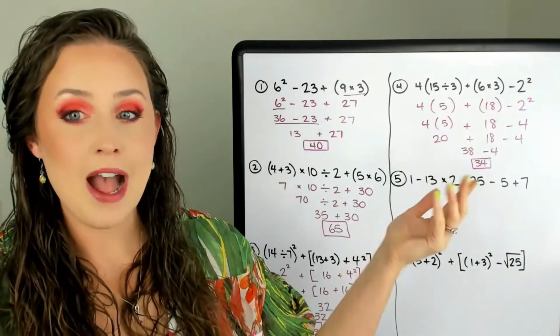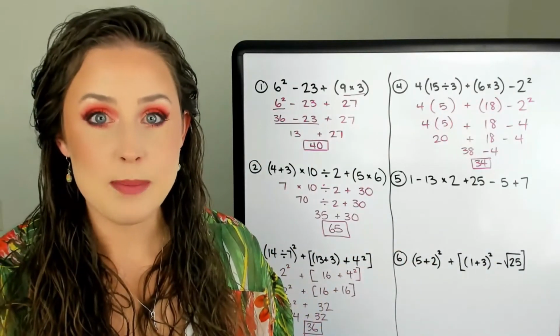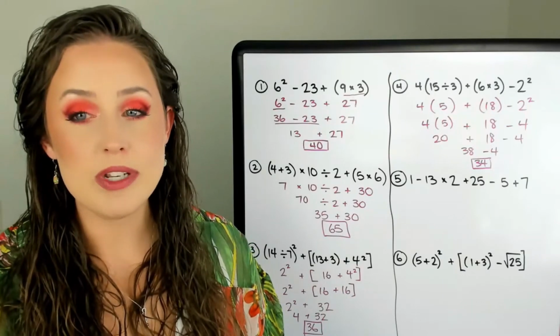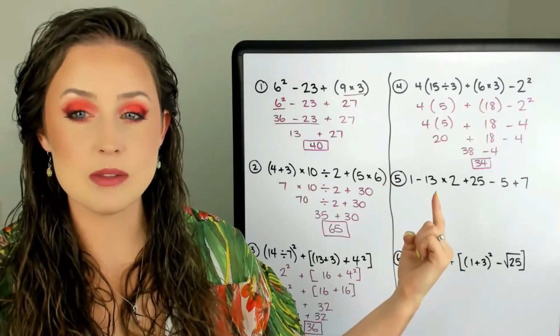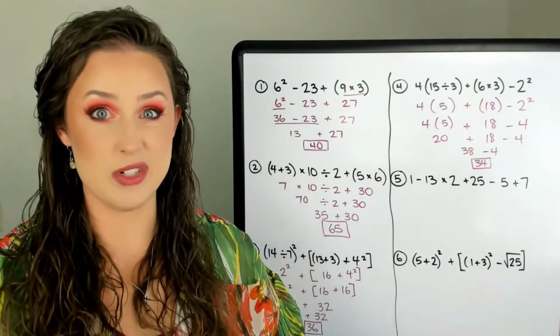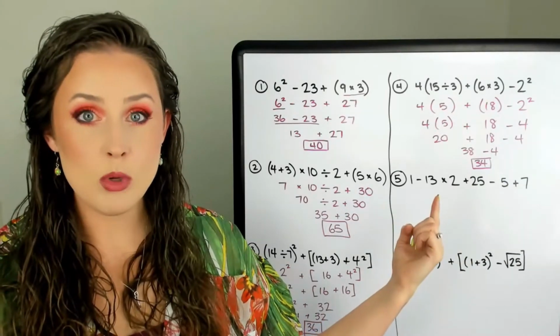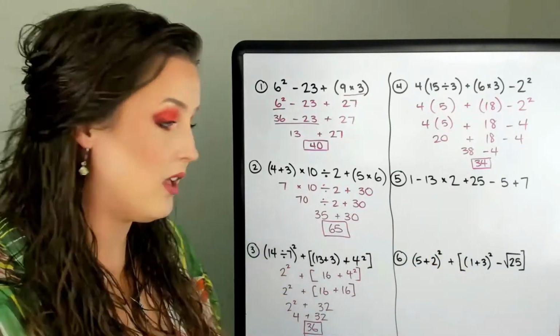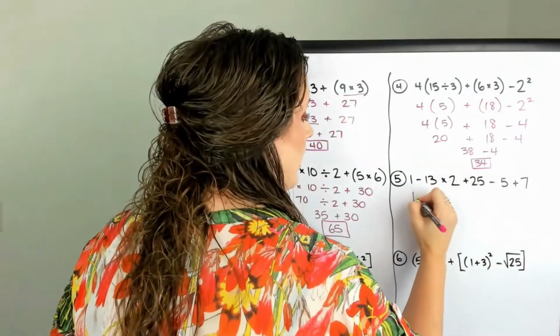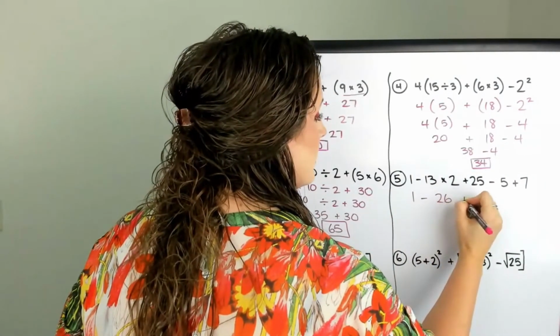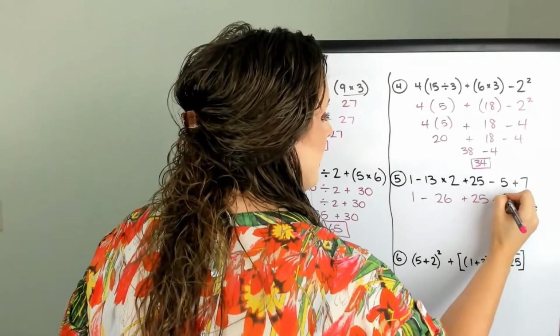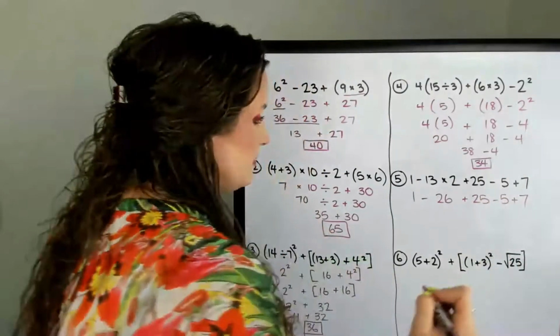All right, now this one doesn't have any parentheses or exponents or roots. So what we start with is multiply divide. Now we only have this multiplication right here. The rest of it's addition and subtraction. So let's do our multiplication and then just copy everything else. So we're going to have 1 minus 26 plus 25 minus 5 plus 7.